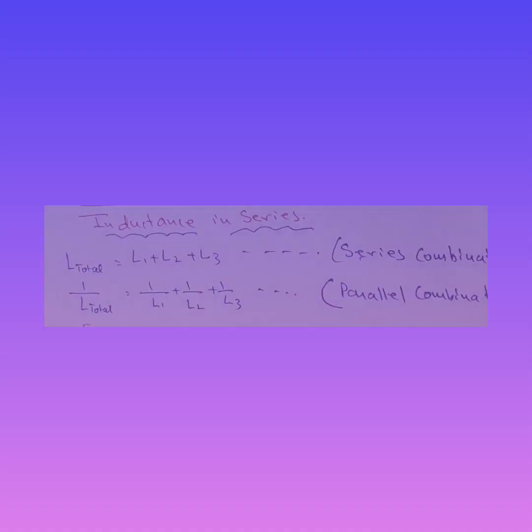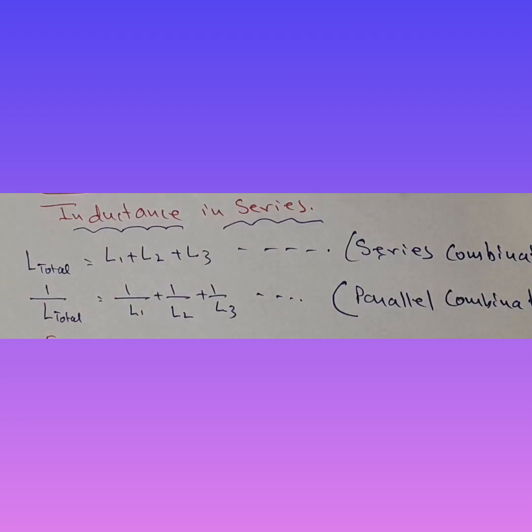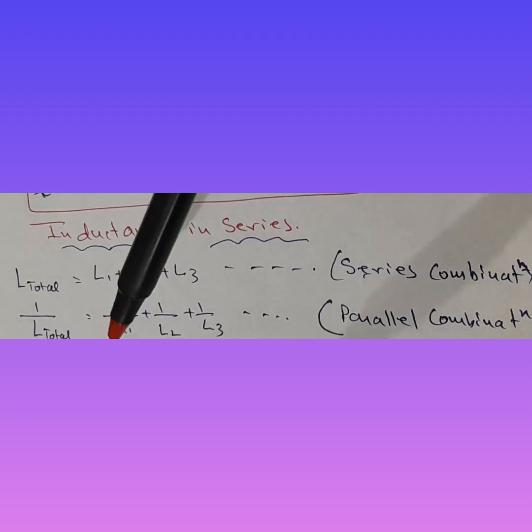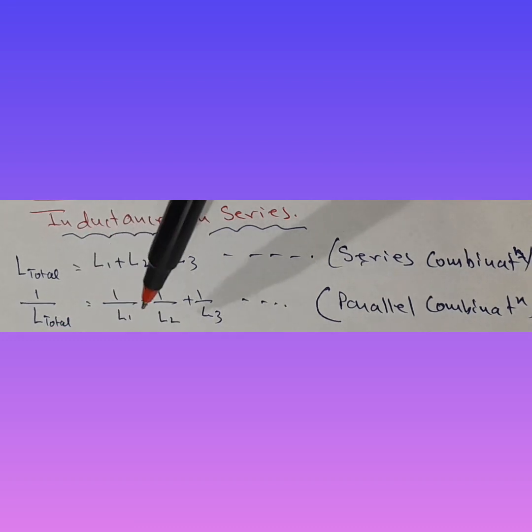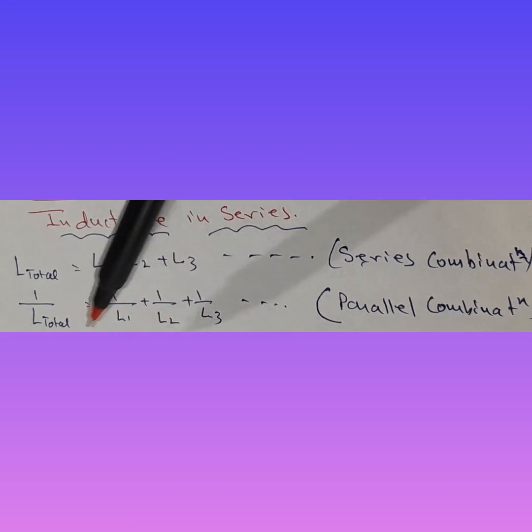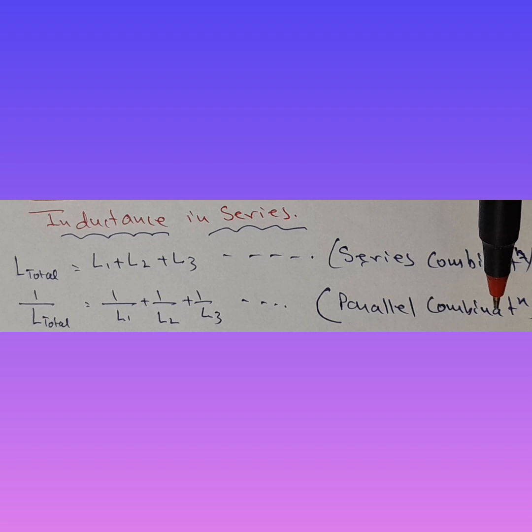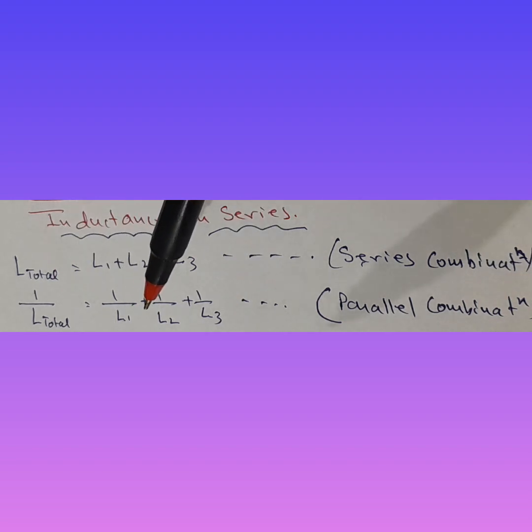Now, talking about inductance in series, the total L is equal to L1 plus L2 plus L3 for a series combination, and for parallel it is 1 over L1 plus 1 over L2 plus 1 over L3, which is for a parallel combination. Now you just have to keep in mind that it's as good as resistance.